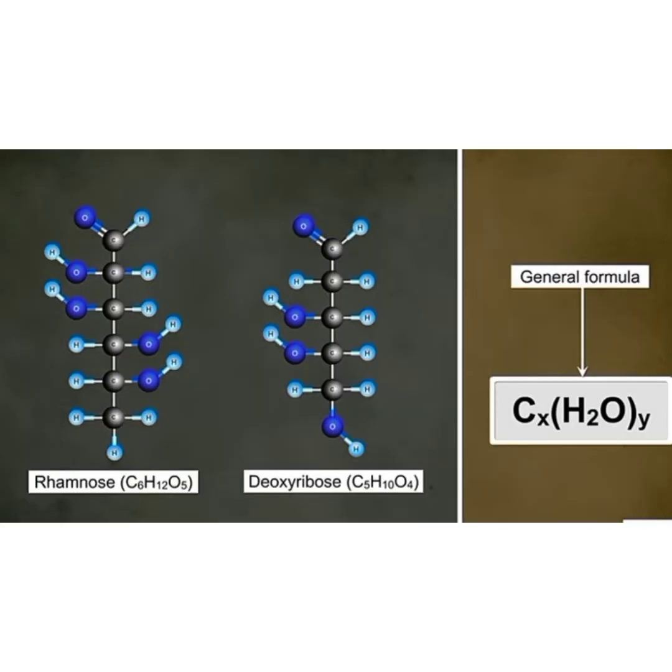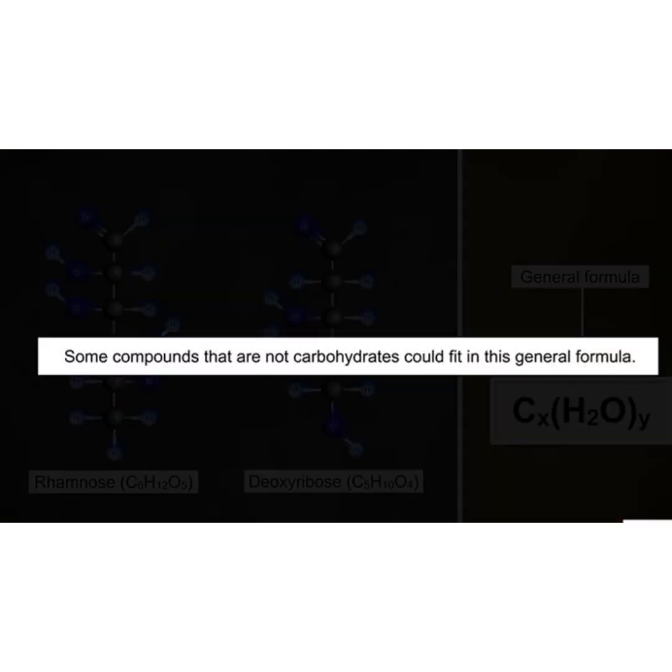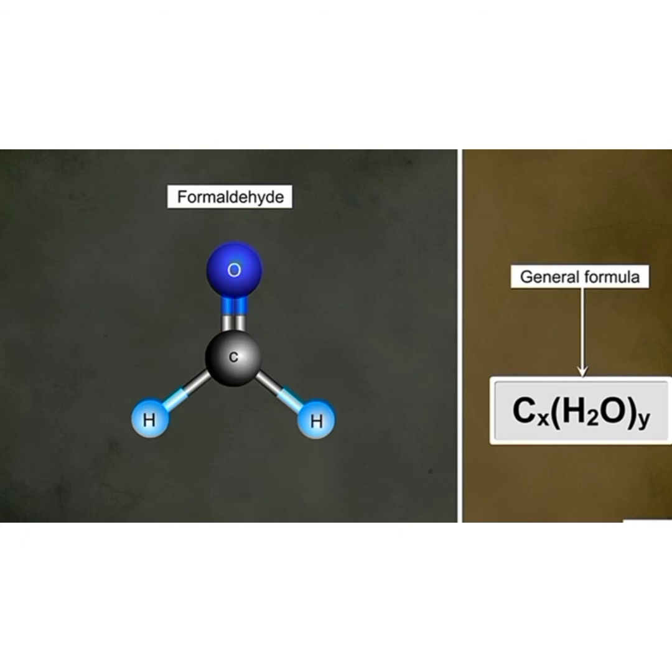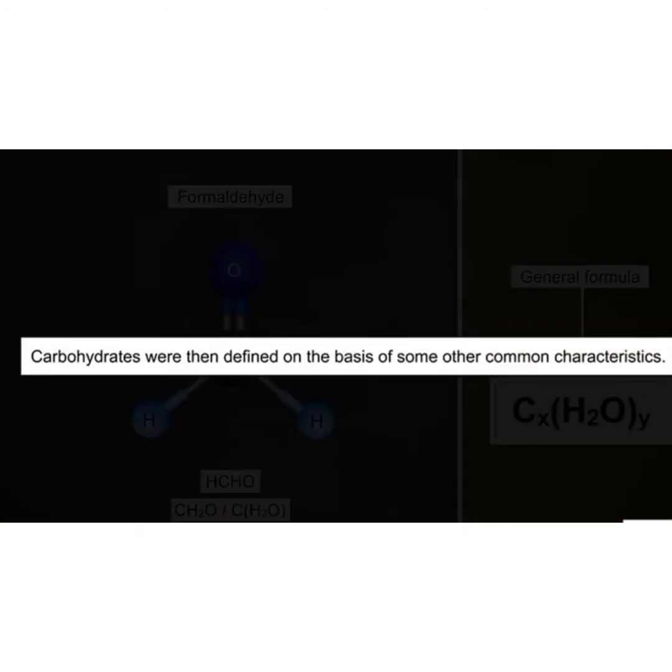However, later it was known that many carbohydrates such as rhamnose, C6H12O5, and deoxyribose, C5H10O4, did not fit in this general formula. Also, some other compounds that are not carbohydrates could fit in this general formula. For example, acetic acid, CH3COOH, could be written as C2H2O2, and formaldehyde, HCHO, could be written as CH2O. So, to overcome these confusions, carbohydrates were then defined on the basis of some other common characteristics.